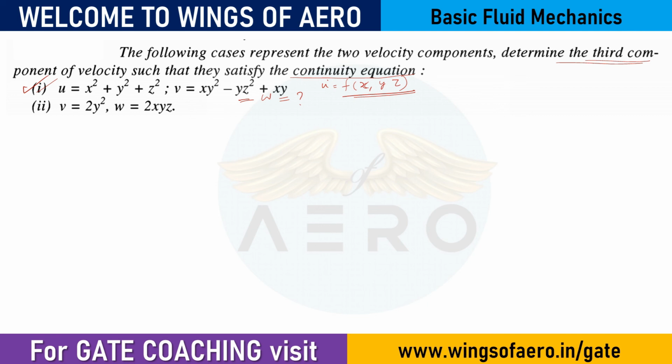So in the given first question they have given u, which is x square plus y square plus z square, and v, which is xy square minus yz square plus xy. Now we need to find the third component, that is w, by satisfying the continuity equation. What is the continuity equation? Dou u by dou x plus dou v by dou y plus dou w by dou z equals 0.